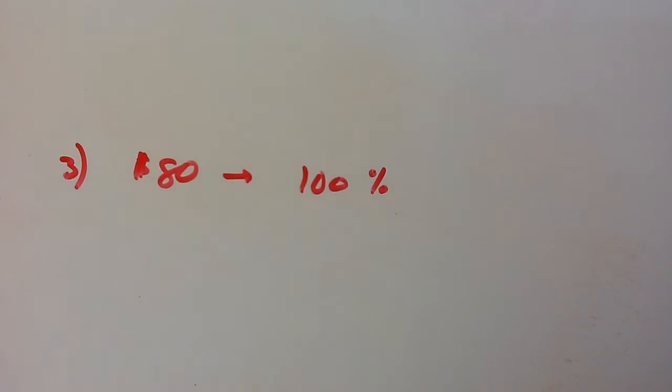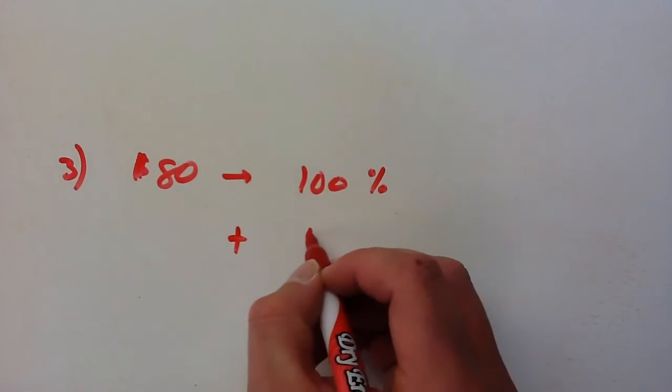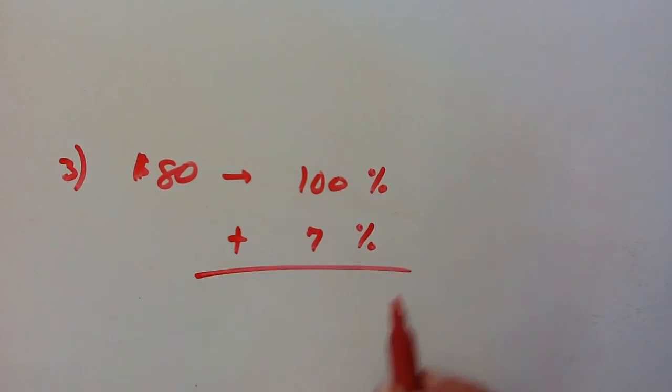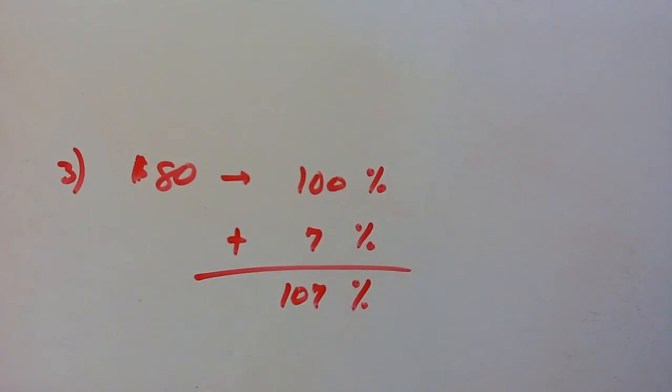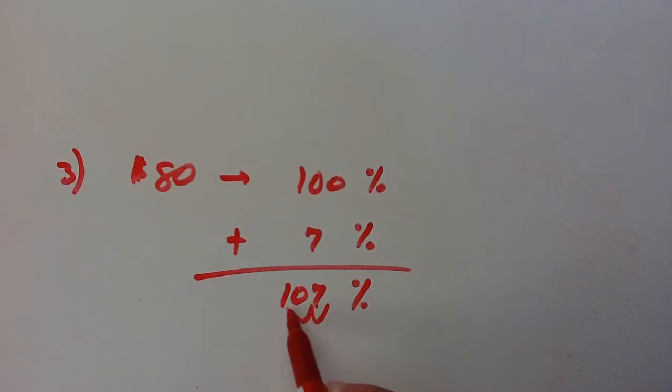But you're also paying sales tax, right? So onto this price, you're going to add 7% sales tax, and so 100% plus 7% is 107%. You're paying 107% of the original cost. That's how much you'll pay for this calculator. And so you got to make the percentage a decimal by dividing by 100, which is the same thing as moving the decimal 2 places to the left.